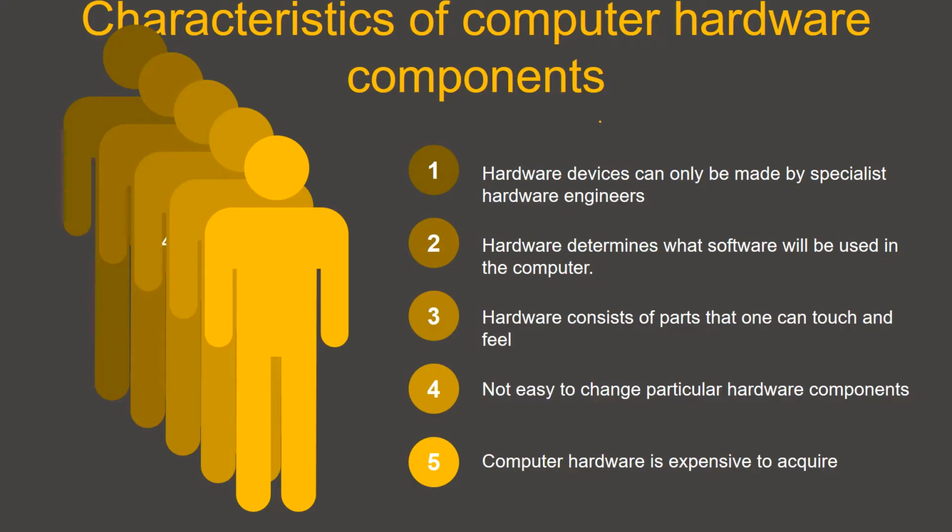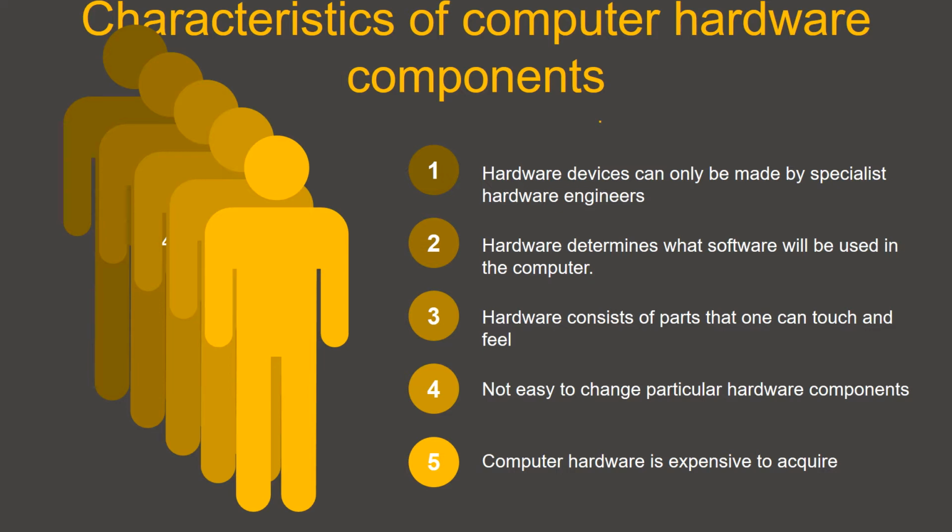So we have these characteristics of the computer hardware. They are made by specialists or hardware engineers. For our processor now, we have the Intel, so it is actually made by engineers. We have our computer casing where everything is embedded, made by engineers too. Hardware determines what software will be used in the computer. The kind of hardware we can see for our laptop, we cannot actually have the same component like we have for our desktop computer.